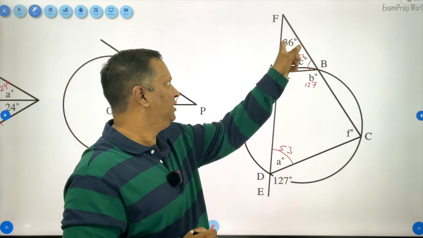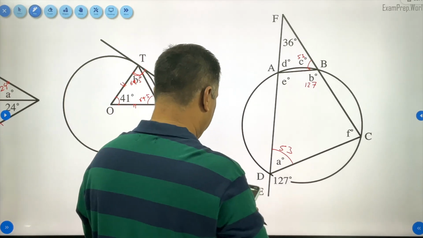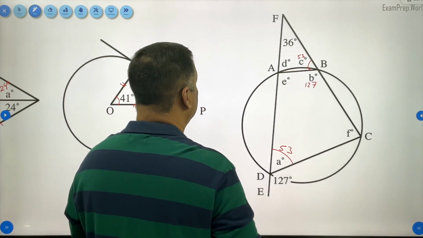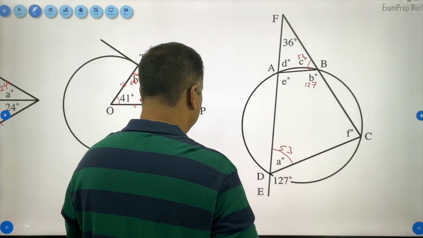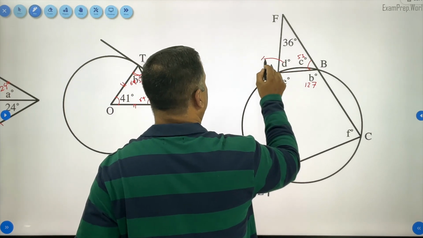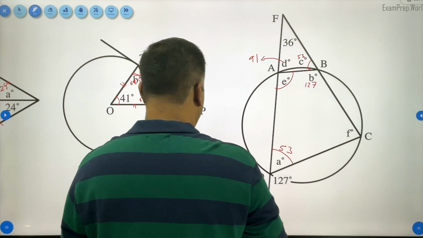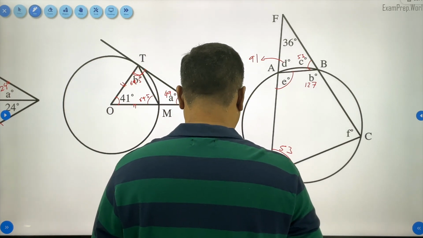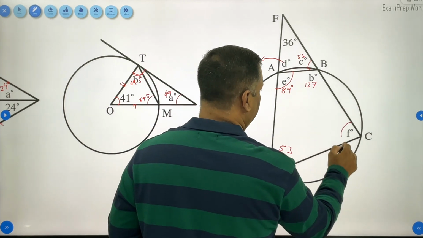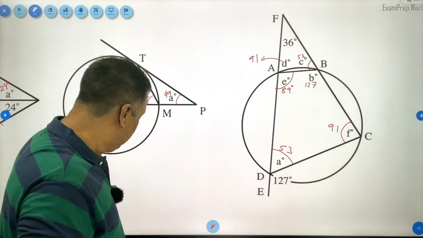Now this 53, 36. Now D, using the angle sum property, calculate. So it is 180 minus 53 minus 36, which is 91. D is how much? 91. Then how much will be E? 180 minus 91, 89. If this is 89, F also has to be 91, because opposite angles should add up to 180.